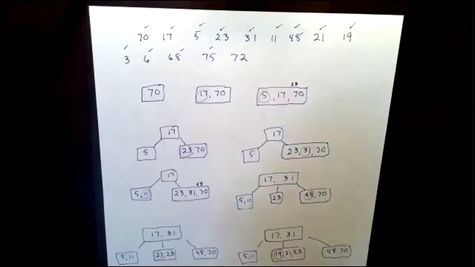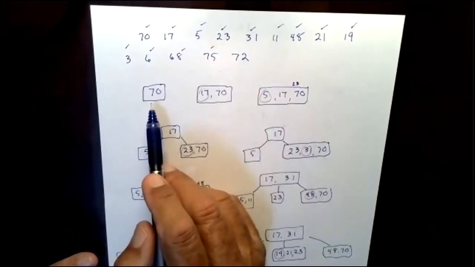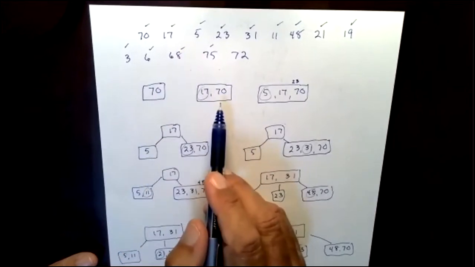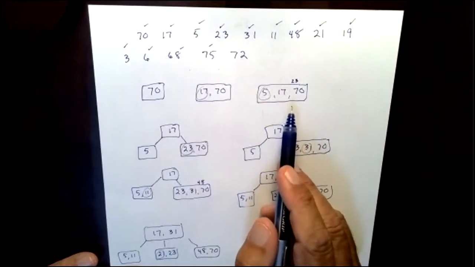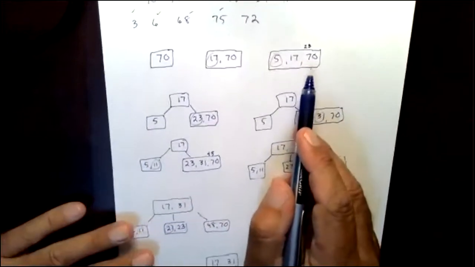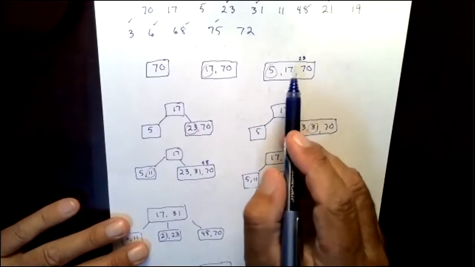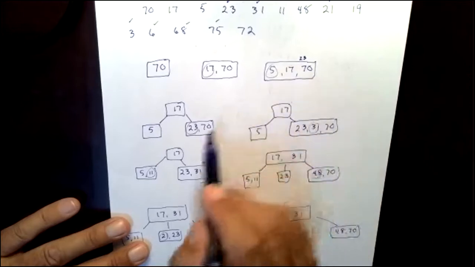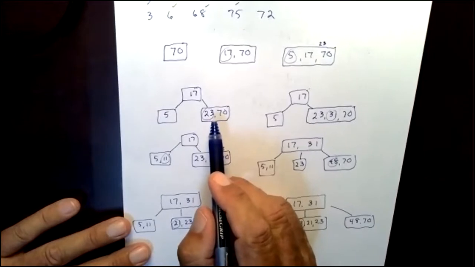Here we go. All right, 70. Yay, got that one right. 17 and 5. Next number I want to put in is the 23. So when I do this, I'm going to split on 17, 5 to the left, 23 and 70 to the right, because I just put that 23 in.